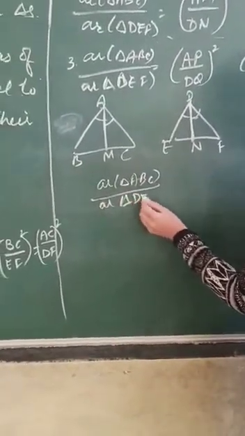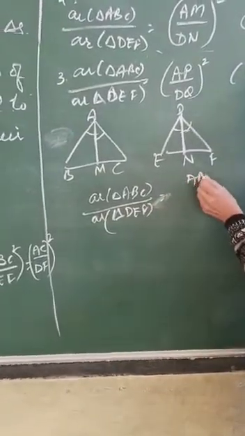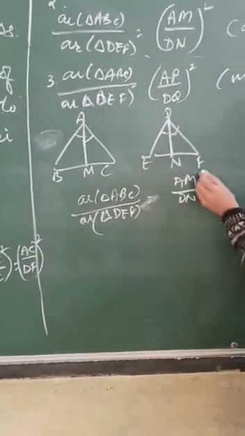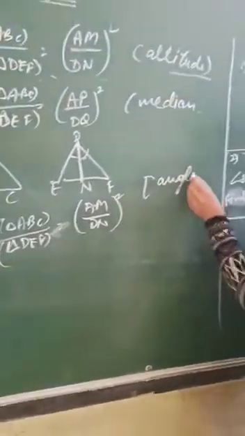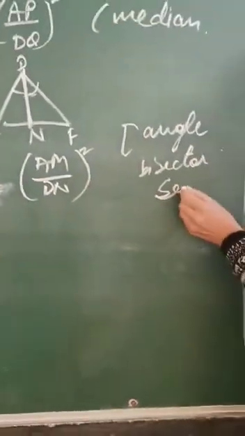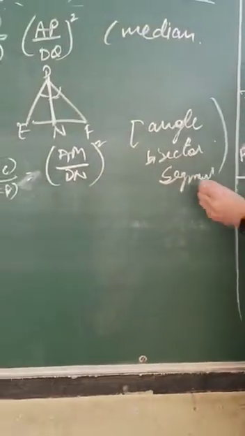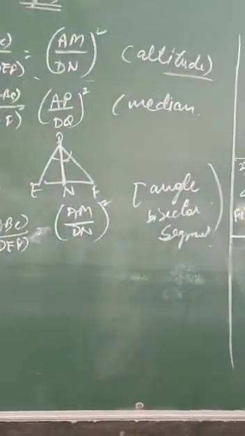Here is DEF, then AM upon DN, it's a square. This is an angle bisector segment. Angle bisector segments. Okay, get it everyone? So this concept is also related to the same topic. Now let us discuss more about it.